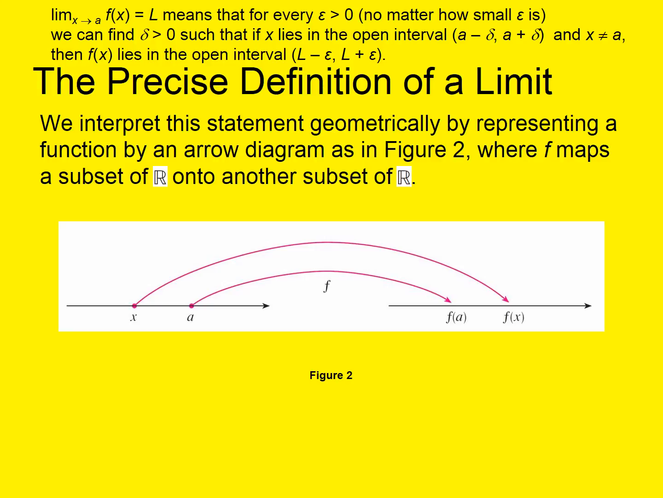Arrow diagram version, okay? Think through all of these, and then afterward, you'll be free to think of the one that you like. You should actually memorize these words. And then the picture that's in your mind, you're free to come up with that the way you want. We interpret this statement geometrically by representing, my bad.